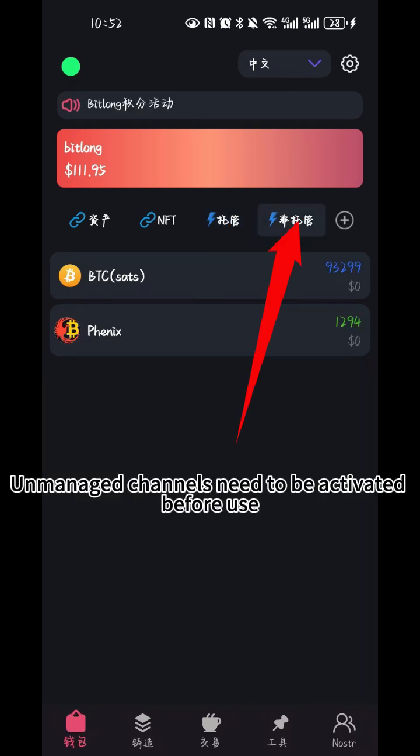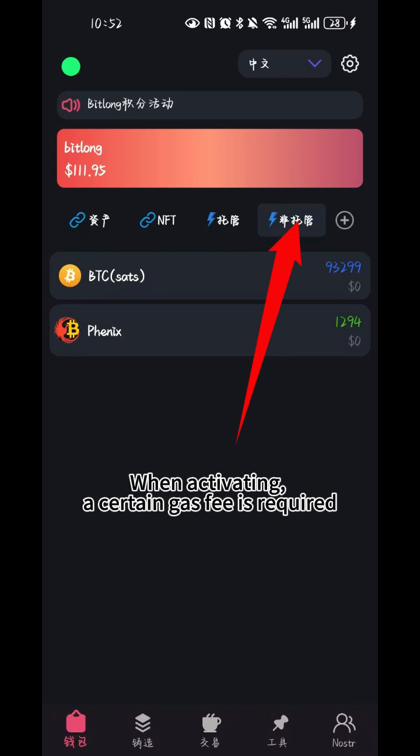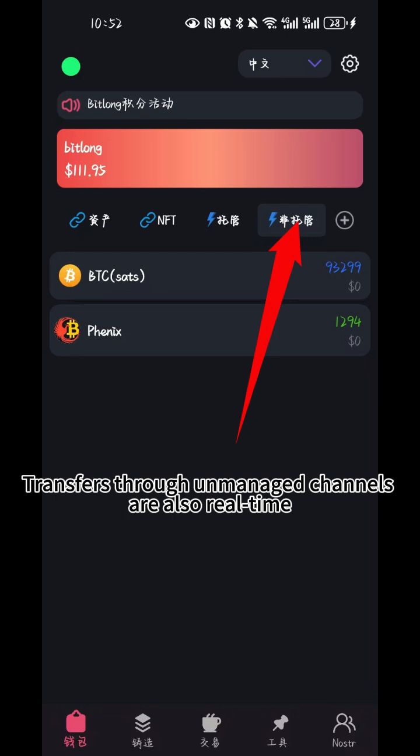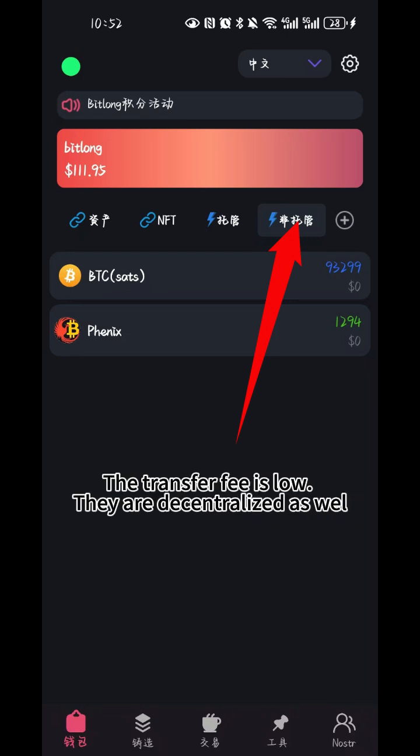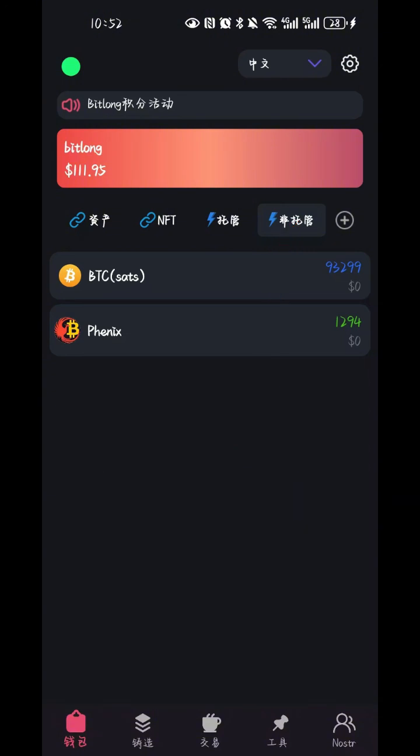Unmanaged channels need to be activated before use. When activating, a certain gas fee is required. Transfers through unmanaged channels are also real-time. The transfer fee is low. They are decentralized as well.